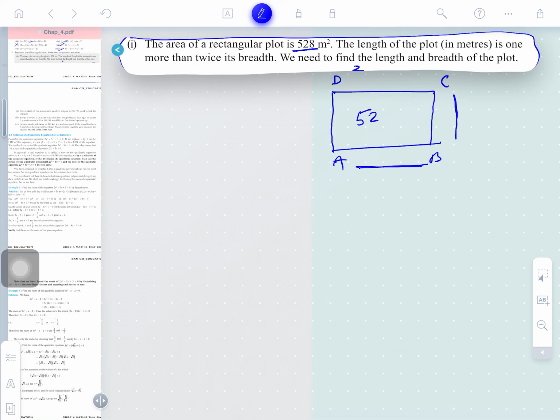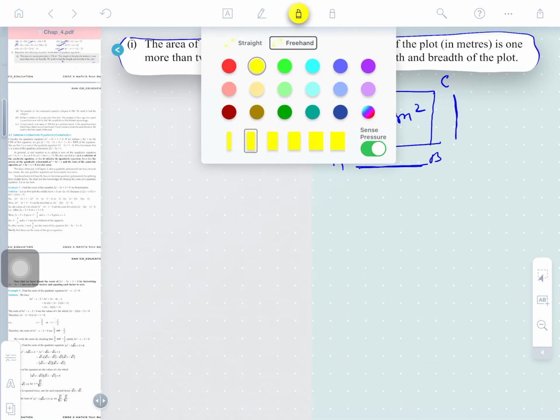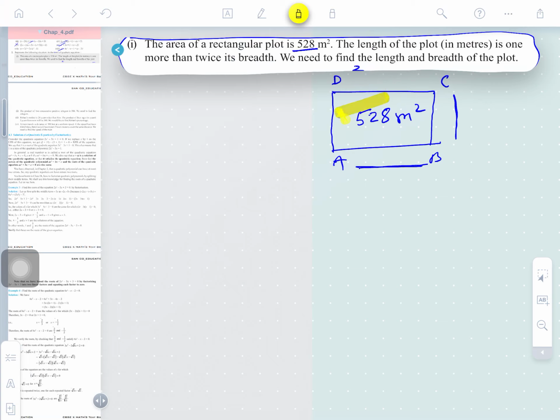So, what is this? Please tell me. This is 528 meter square, this is its area. The area is the space inside this rectangle, right? So this is 528 meter square. Is that clear, guys? That is what the question is asking.